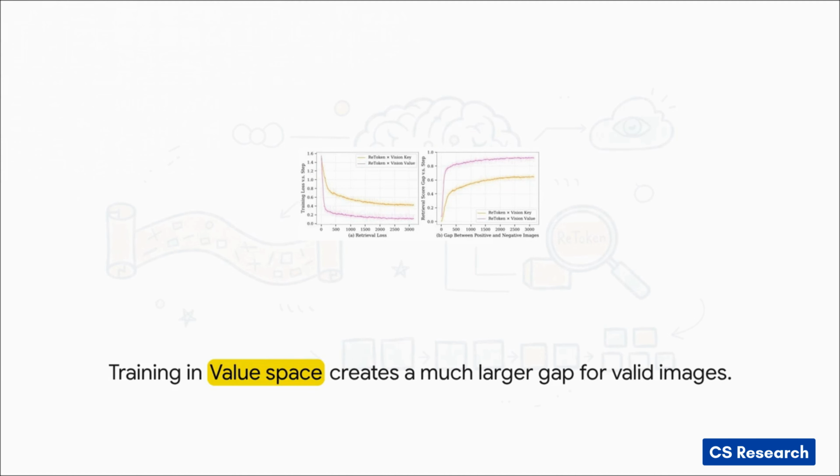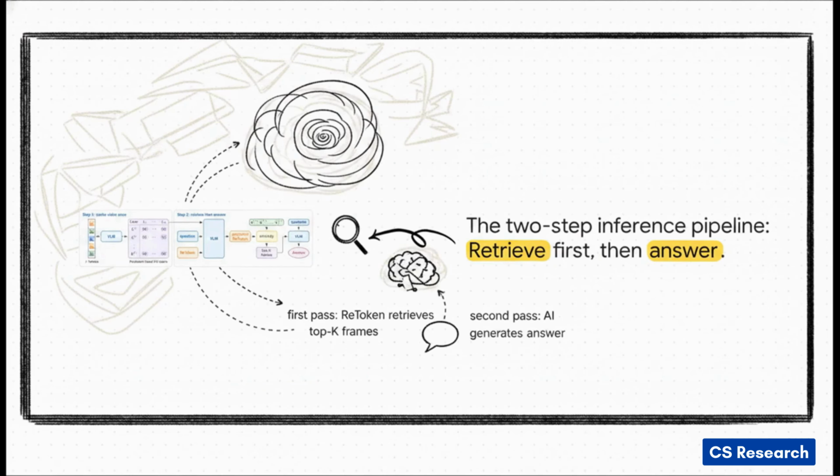It's night and day. Once it's fully trained, the AI uses this beautifully simple two-step inference pipeline when it is actually answering your questions in real time. Let's walk through it. Step 1, over on the left, the video is processed just once, and all of its visual features are stored in a persistent KV cache. Step 2, on the right side, the actual question is asked by the user. This triggers a first pass where our ReToken goes in and retrieves only the top K relevant frames from that cache.